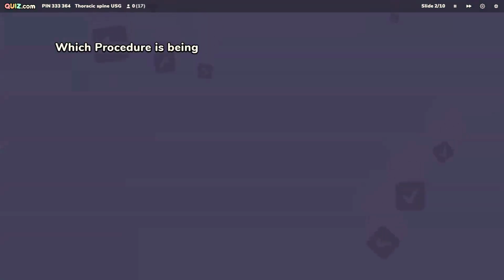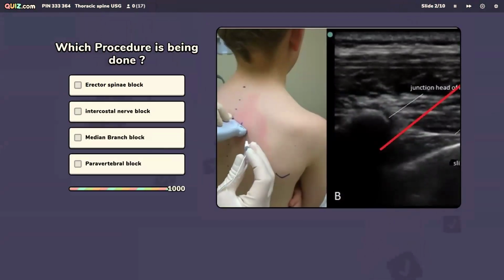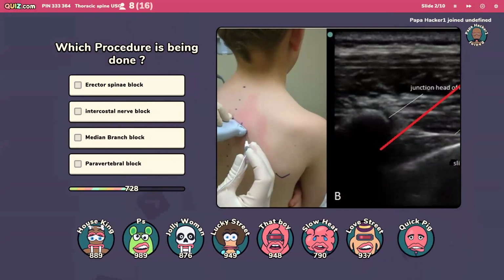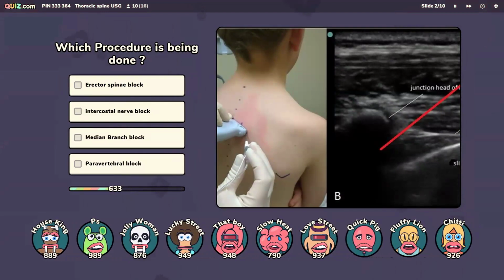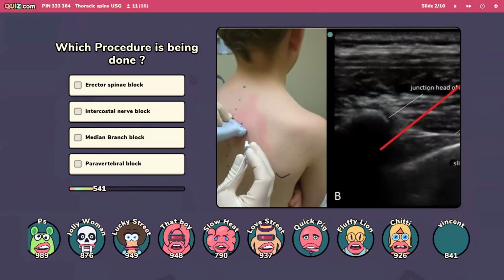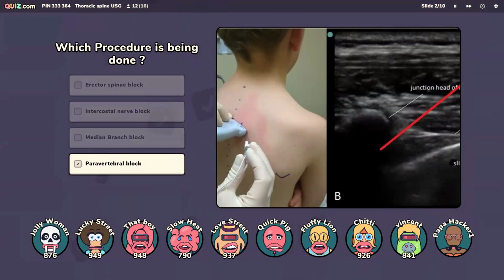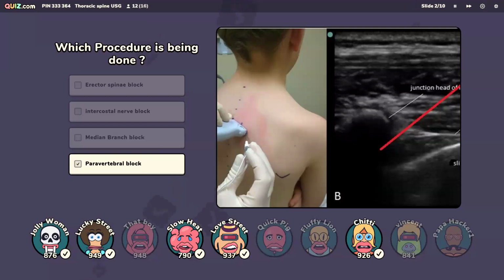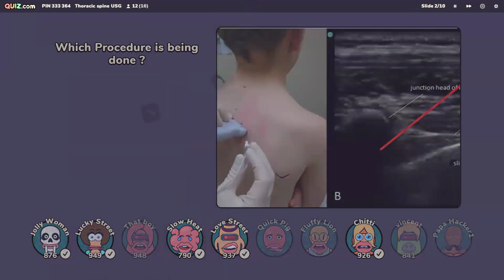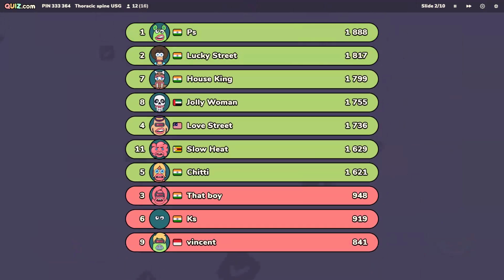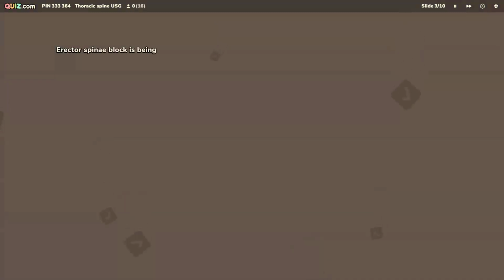Which procedure is being done? Paravertebral block. Erector spinae block is being performed.